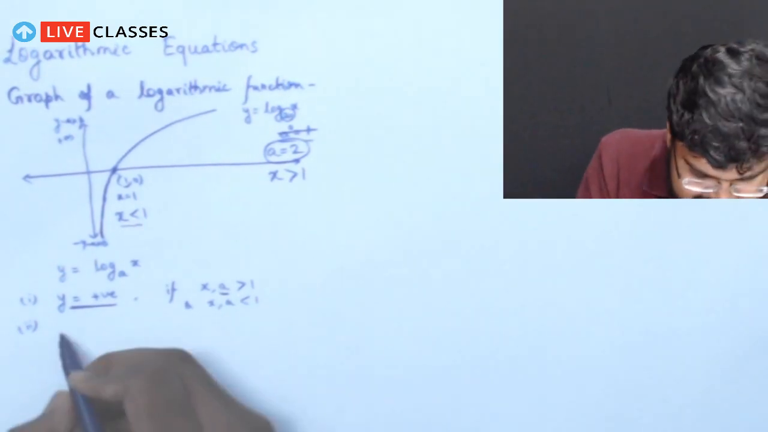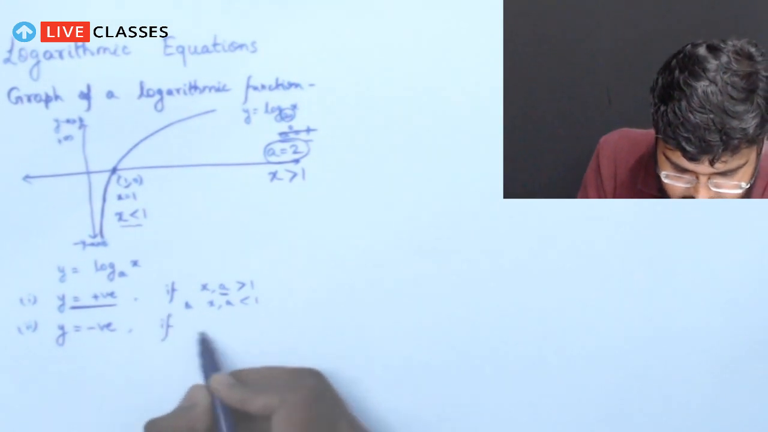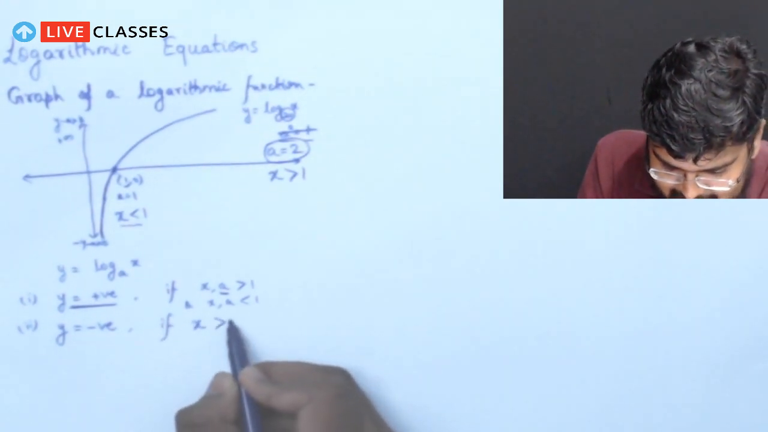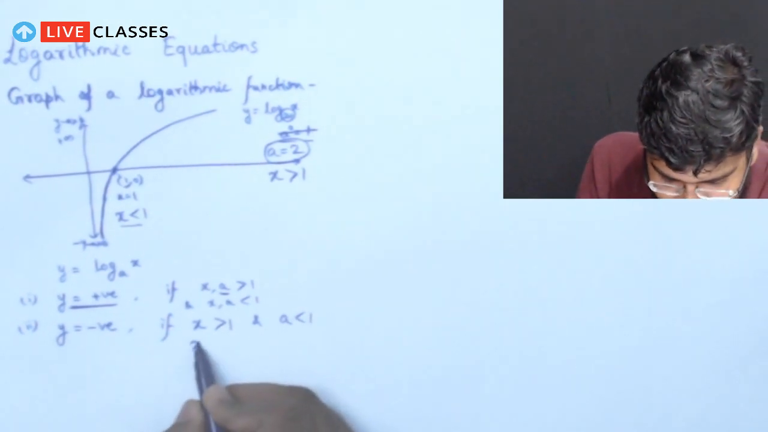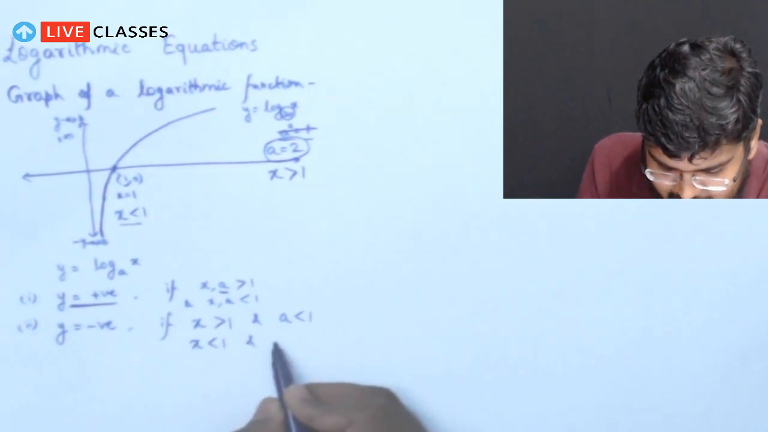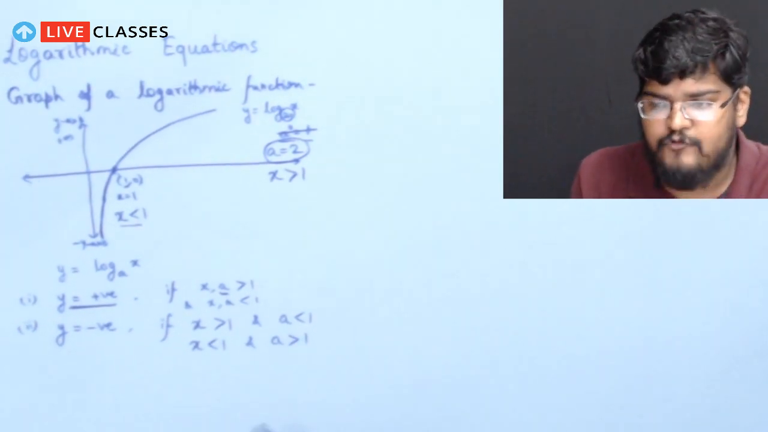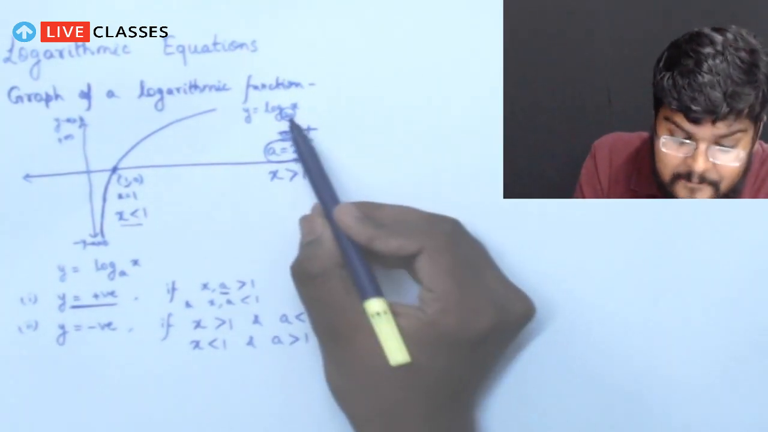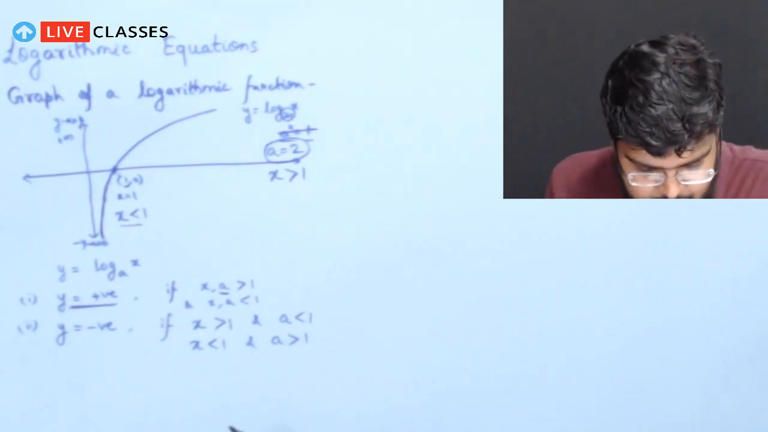Similarly, I can say that y will be negative if the value of x is greater than 1 and that of a is less than 1, or if the value of x is less than 1 and that of a is greater than 1. That being said, if I have to draw a graph in which the base is less than 1, then how would it look?